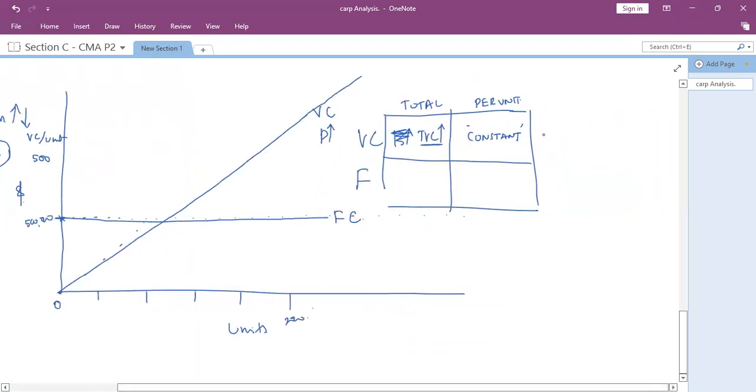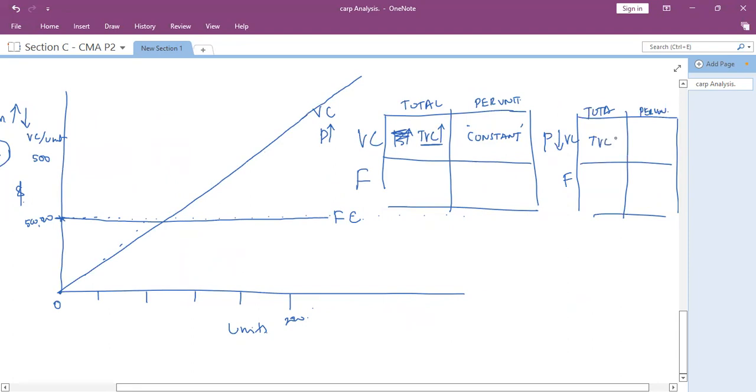Same goes with the opposite direction. If production decreases, in that case also, this is variable cost, this is fixed cost, this is per unit. So production decreases, total variable cost decreases. And per unit, whether production is increased or decreased, it doesn't matter, it is constant. Constant here means per unit cost doesn't change.